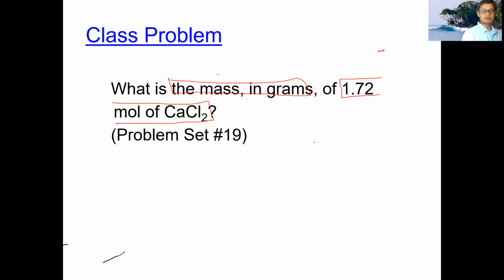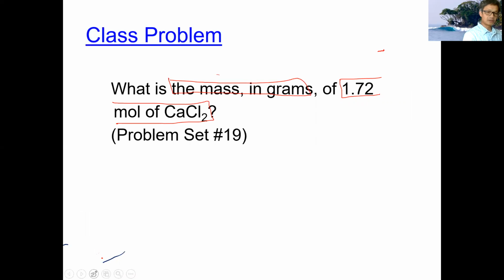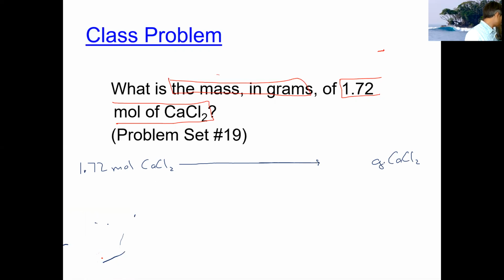Which means then as soon as you see that, you know we'll have to use the molar mass to get this done. Sorry, guys. Molar mass to get this done. So let's go ahead and calculate for this here. So what we start out with then is 1.72 moles of calcium chloride. What we want to solve for is going to be grams of calcium chloride. And so we need the molar mass of calcium chloride. So let's go ahead and calculate for that one really quickly.